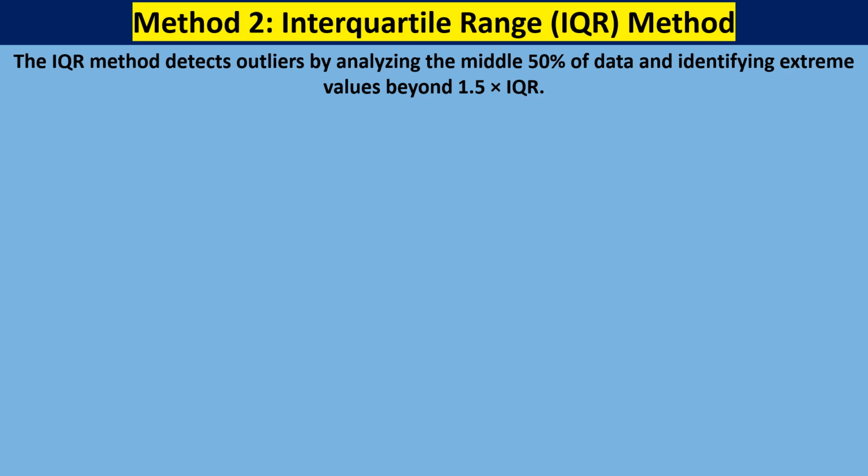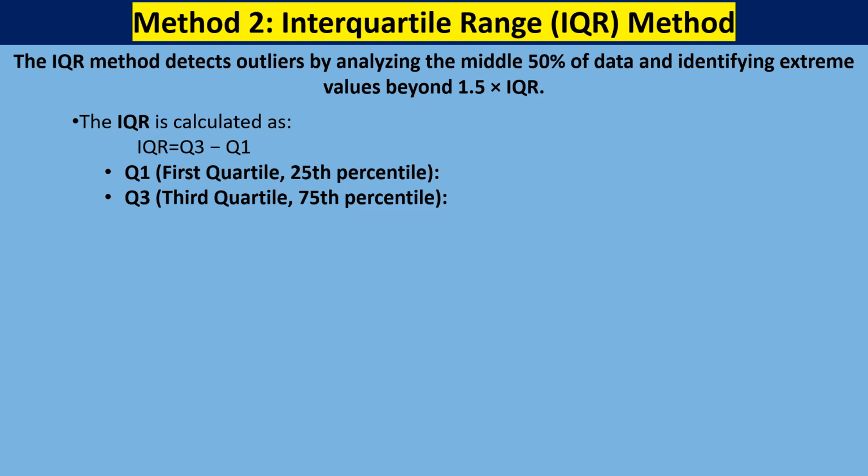Method 2, the IQR method. The IQR method detects outliers by analyzing the middle 50% of data and identifying extreme values beyond 1.5 multiplied by the IQR. The IQR method is a statistical technique used to detect outliers in a data set. It focuses on the middle 50% of data and identifies values that lie significantly beyond this range. The IQR is calculated as IQR equals Q3 minus Q1, where Q1 is the value below which 25% of the data falls, and Q3 is the value below which 75% of the data falls.